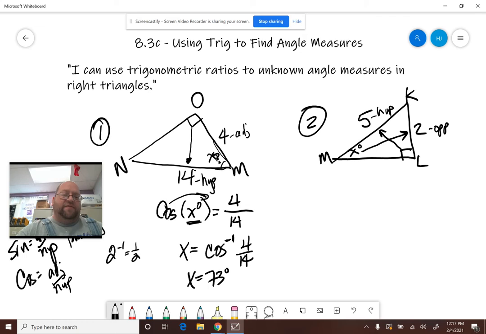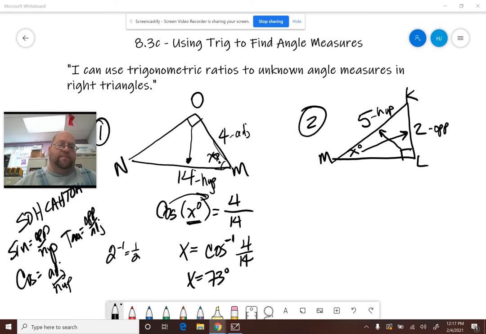So again, what trig function do I need to use here? I've got opposite and hypotenuse, which is sine. So I'm going to write it out a lot like I wrote out this one. Sine of x, I don't really know what it is yet, is opposite, which is 2, over my hypotenuse, which is 5. So again, you can see how those ratios, they just keep coming back again and again and again, but it helps you to be able to solve the problem.